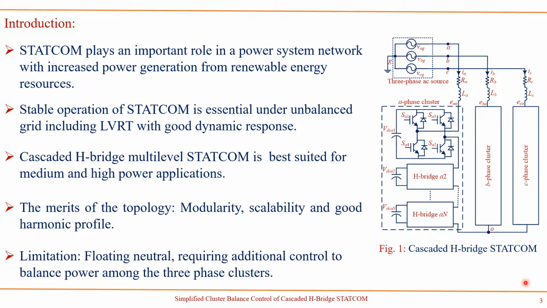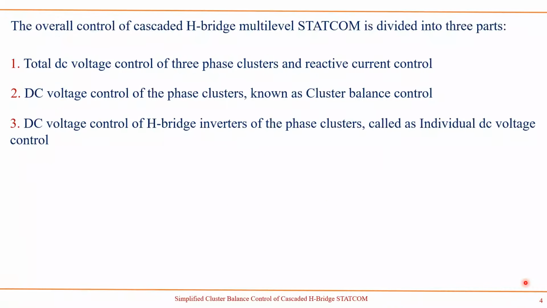STATCOM plays an important role in a power system network with increased power generation from renewable energy resources. Stable operation of STATCOM is essential under unbalanced grid, including LVRT with good dynamic response. Cascaded H-bridge multi-level STATCOM is best suited for medium and high power applications. The merits of the topology are modularity, scalability, and good harmonic profile. The main limitation of the topology is floating neutral, requiring additional control to balance power among the three-phase clusters.